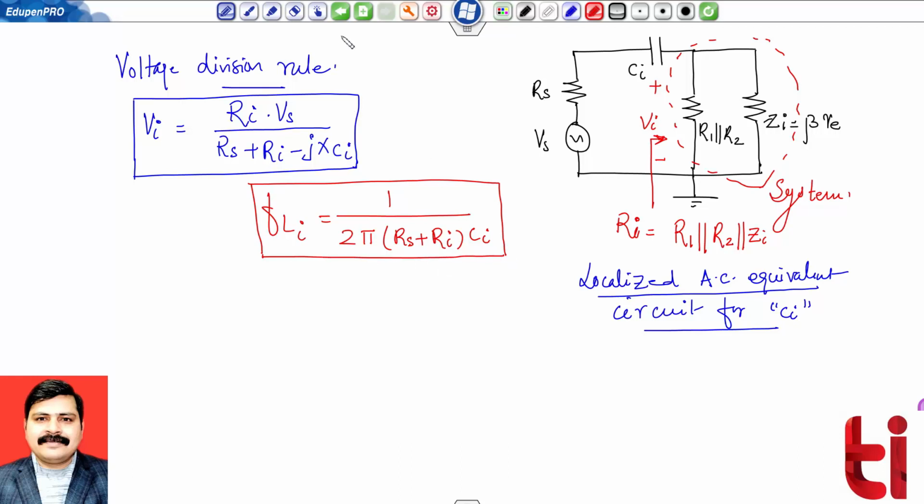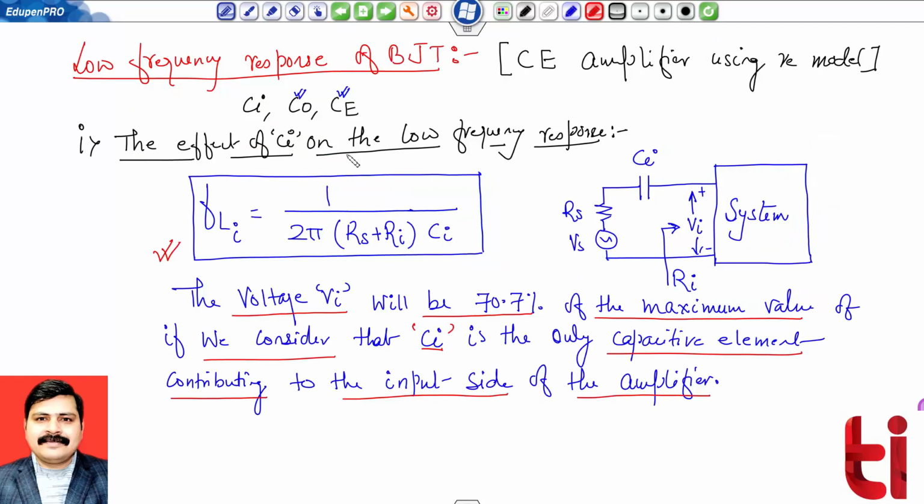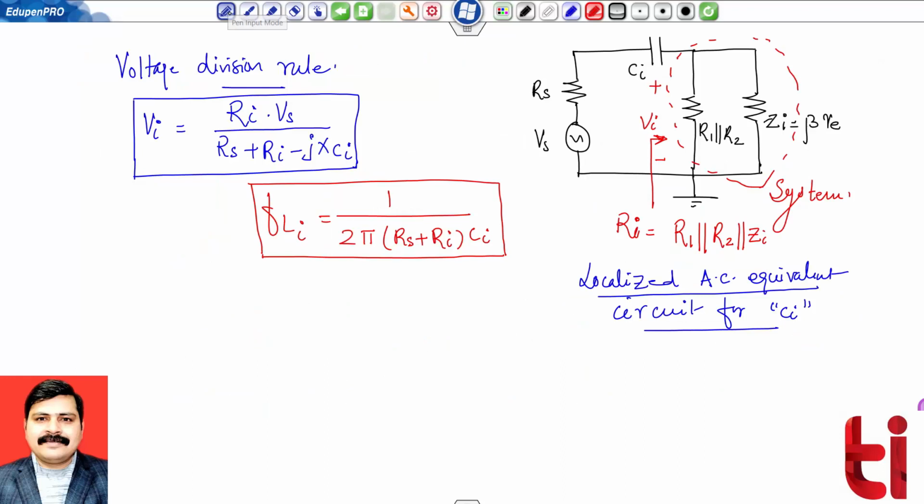Now the second segment. In the first segment we discussed the effect of Ci. Now let's see what the role of Co is over here. So let's see the effect of output capacitance or coupling capacitance Co on the low frequency response.